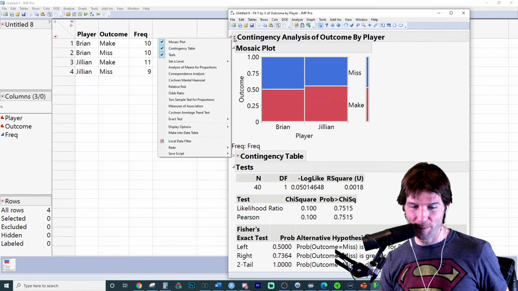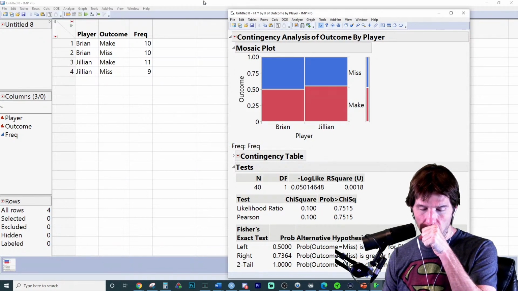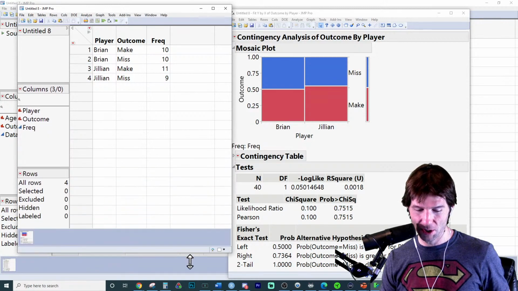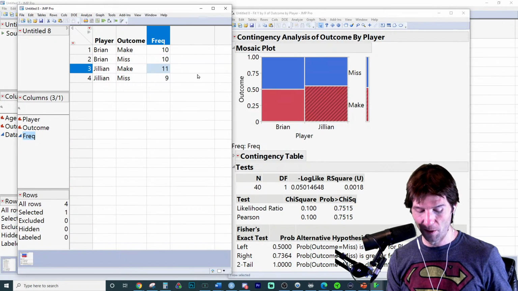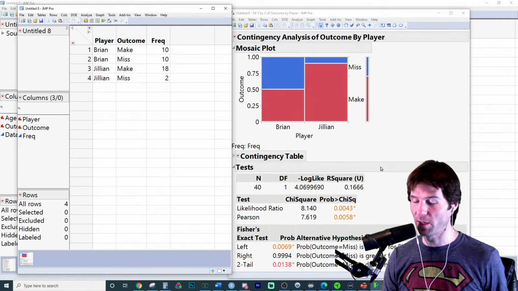But, and this is what I love about JMP, JMP has a really cool thing here, the automatic recalc. I'm sorry about that. With automatic recalc here, watch this. Jillian, your skills are actually way better. We underrated you. Jillian, you actually made 18 out of 20.